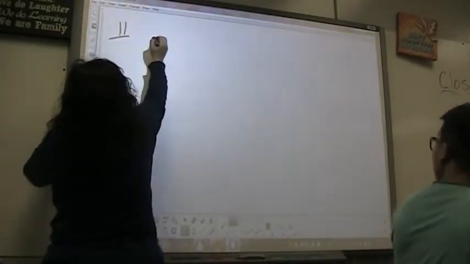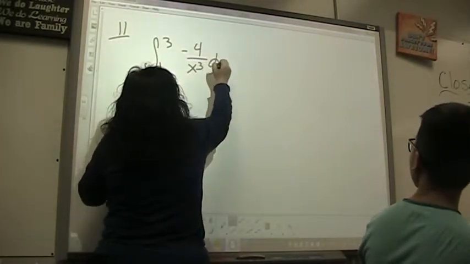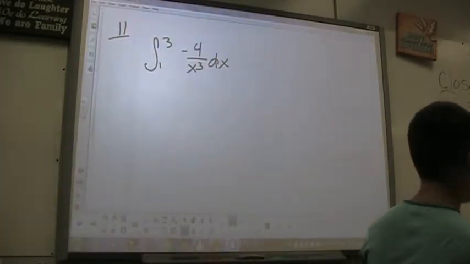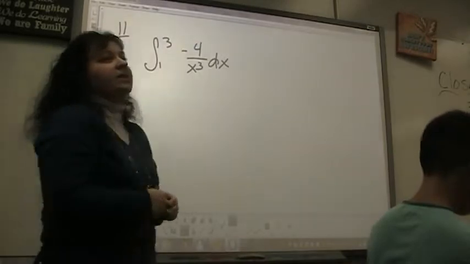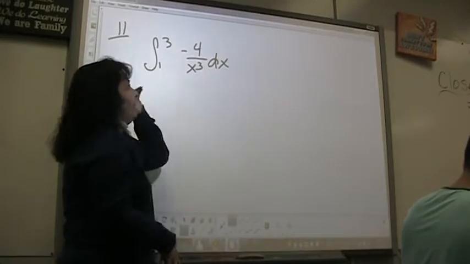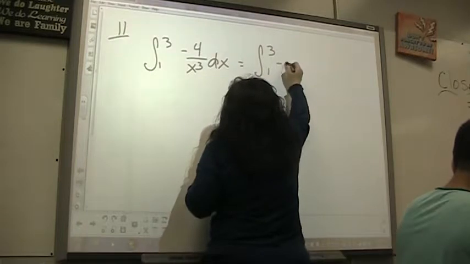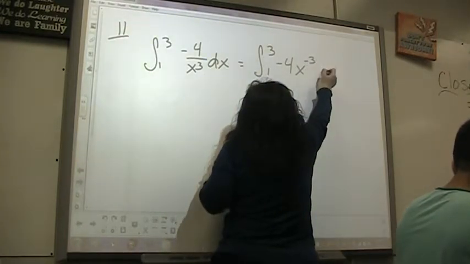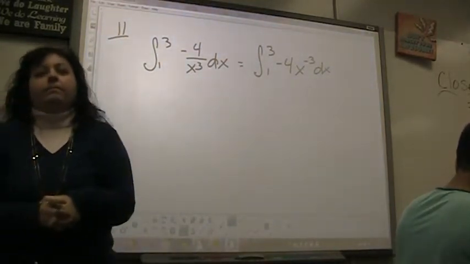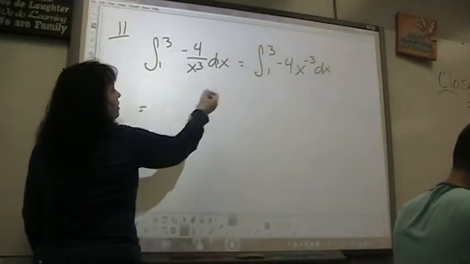Number 11. This is not natural log. Okay, not a natural log problem, because natural log would have been 1 over x, right? This is not 1 over x. I'm going to rewrite this in exponent form. Okay. And evaluate it. So it'll be -4.